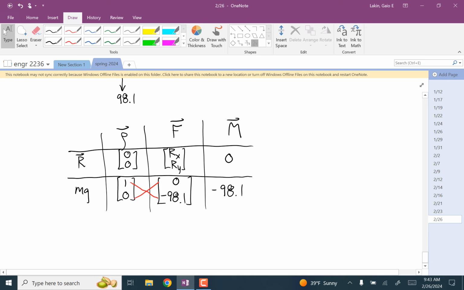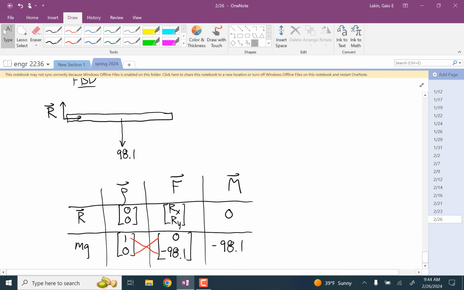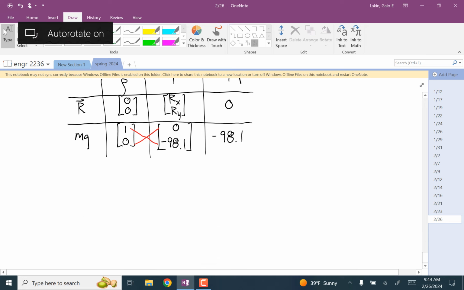Step 5 says, if there's no fixed point, then you have to use Newton's second law. This one has a fixed point, so we can just skip Newton's second law. We can get where we're going without it. Okay, so no Newton's second law.